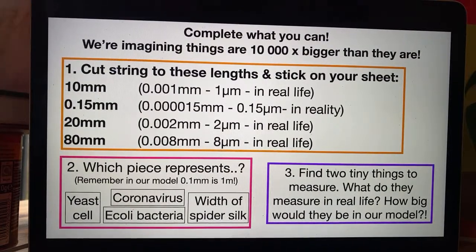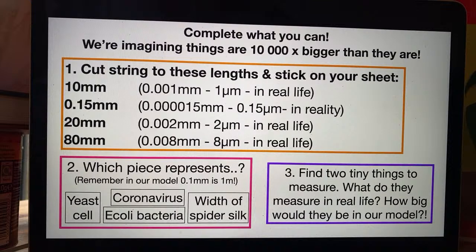Stick them on your piece of paper, and then tell me what you think those pieces of string represent in our new massive world. So one of them is about the length of a yeast cell, one is the coronavirus, one is an E. coli bacteria, and the other is the width of some spider silk. But which one is which?